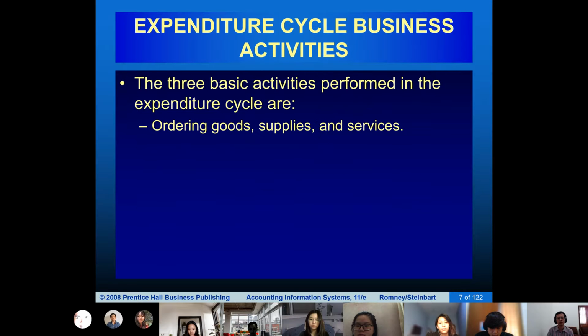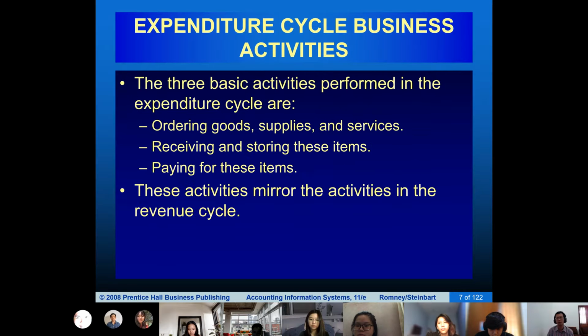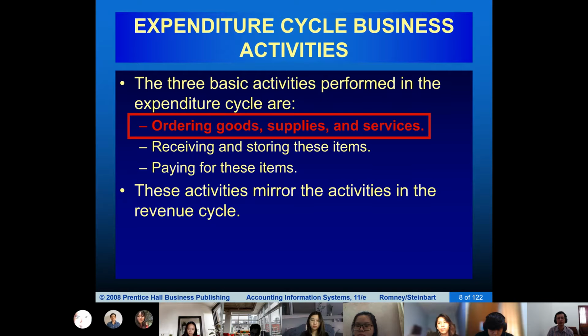Okay. Now, what are the activities? It's a mirror of the revenue cycle, which are ordering goods, supplies, and services, receiving and storing these items, and also paying for these items. Okay, ordering.